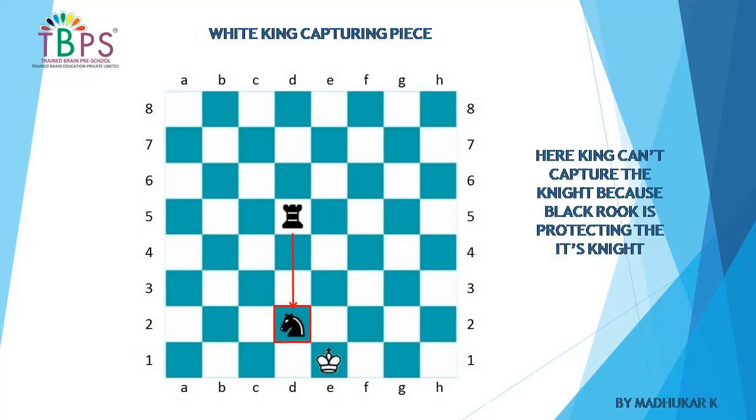Let's take an example of when the king can't capture the piece. Here the white king is in e1, the black knight is in d2 and a rook in d5 is protecting that knight. So when any piece is protecting the piece, the king can't capture it, because if it captures, the king gets captured by the protecting piece. So the game gets over.